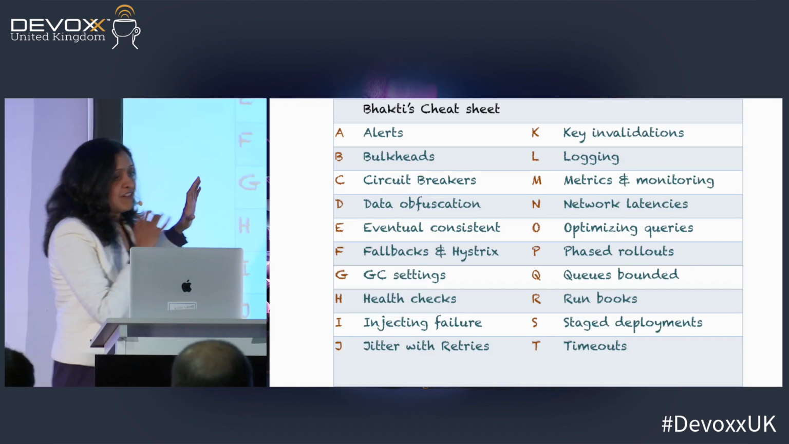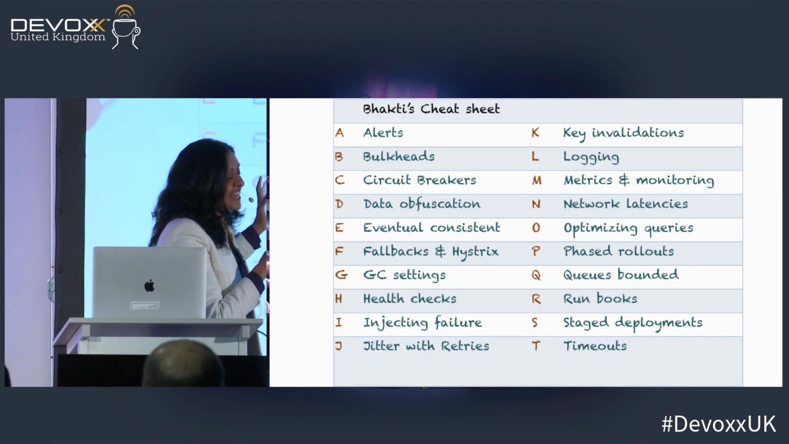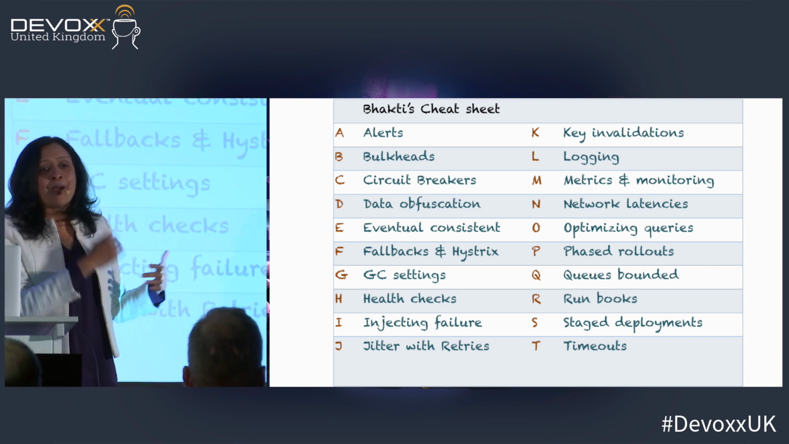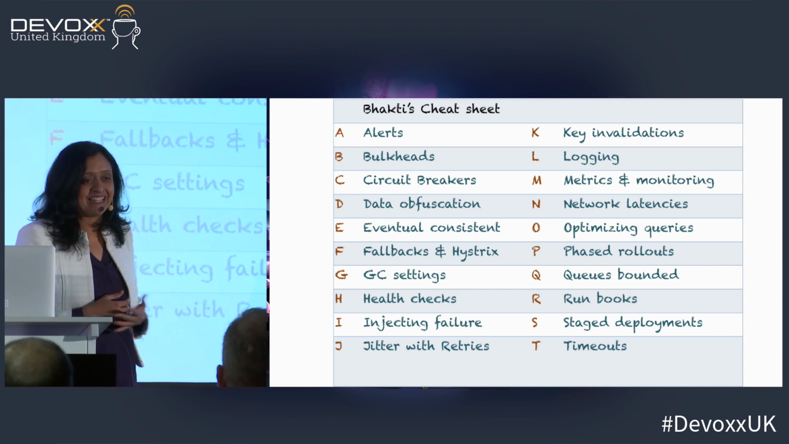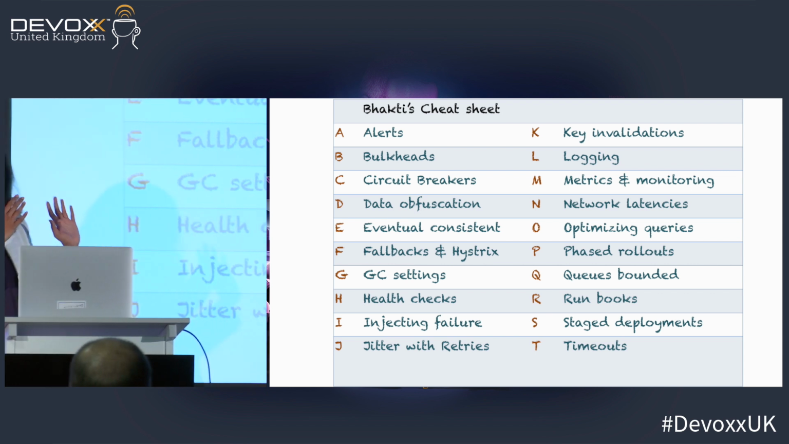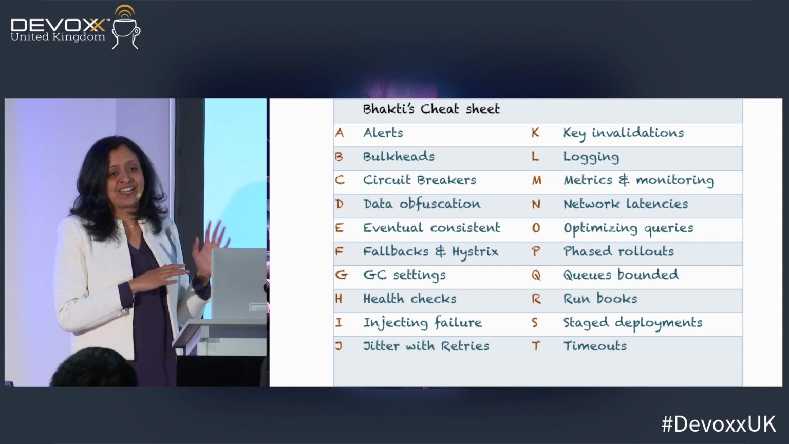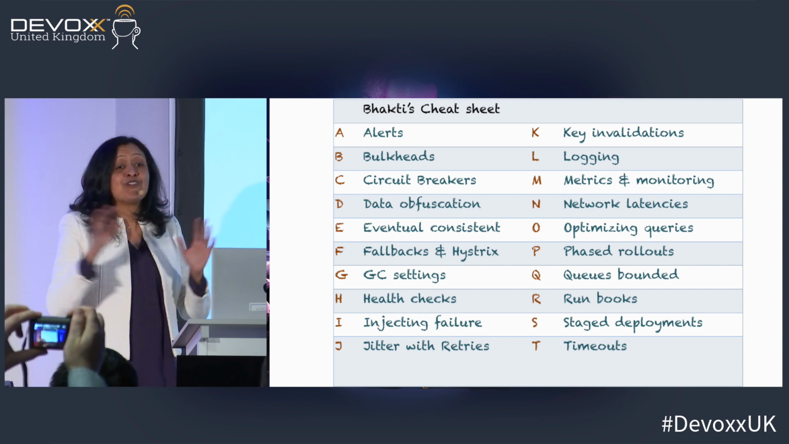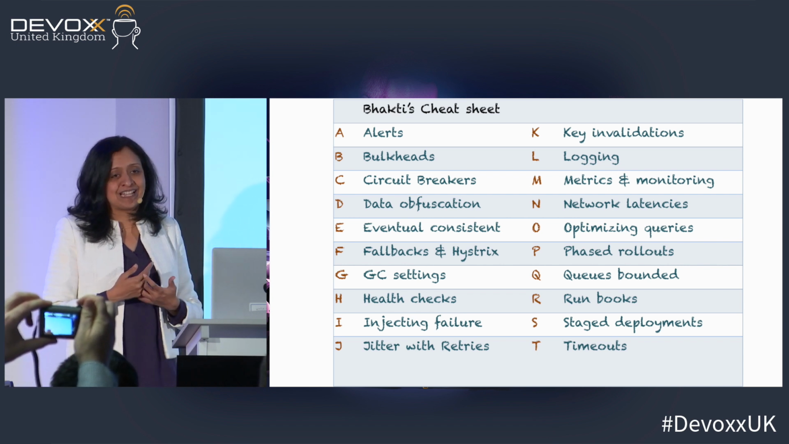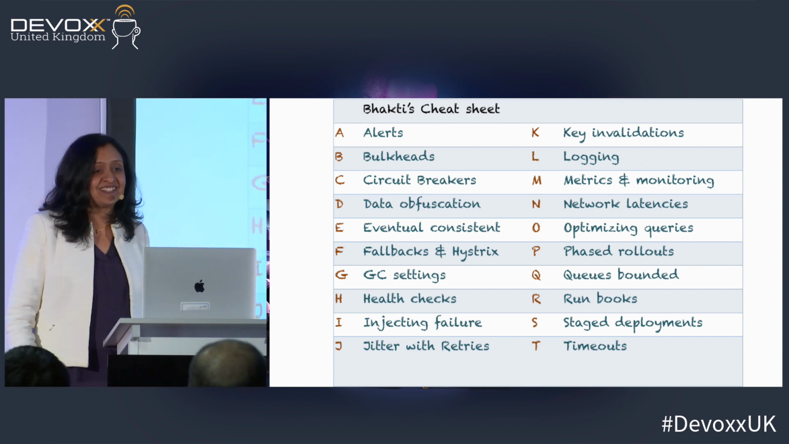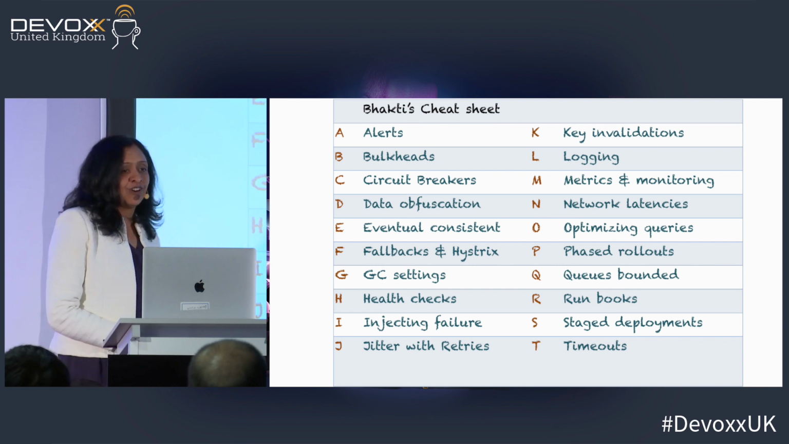In the past, I made this cheat sheet. I keep joking that I just ran out of real estate and couldn't continue till Z. But these are some of the checks and balances which we have, from A to Z, where we have alerts, bulkheads, circuit breakers. So if you are interested, and if you want to ask anything about this, please let me know. I just ran out of space, and maybe for the last few letters, I could keep this on.